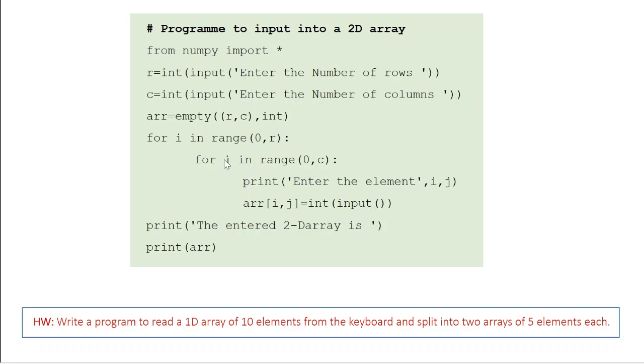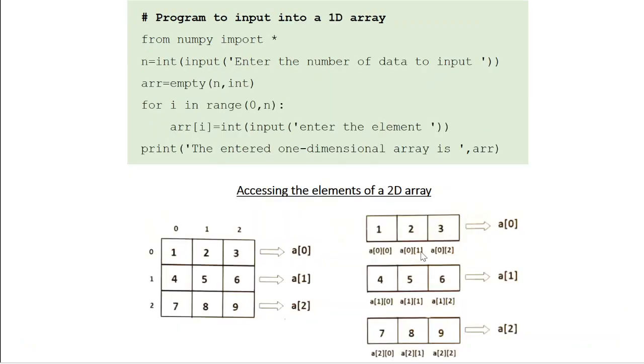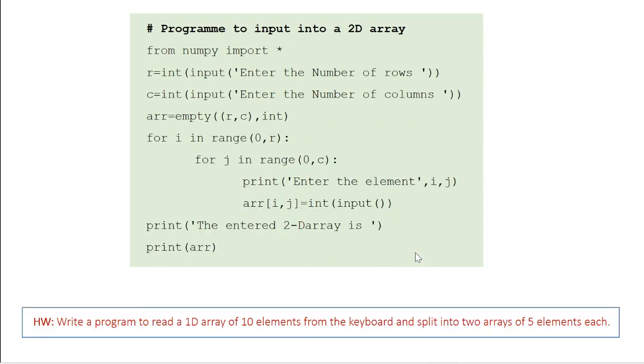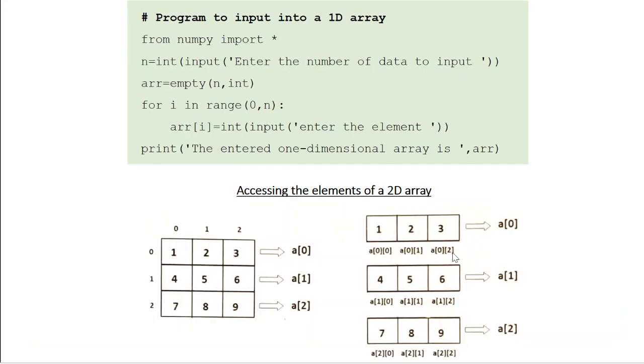So the first element is entered. Now what happens? J is incremented to 1, right? So the message will be enter the element 0, 1. So the second element is entered. Then J is incremented. So it will ask enter the element 0, 2, right? So the third element is also entered.